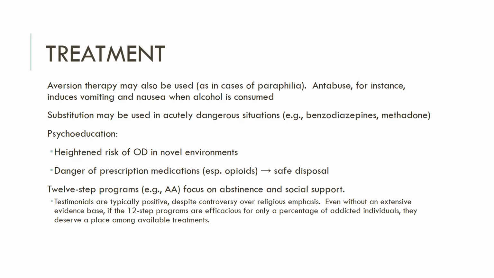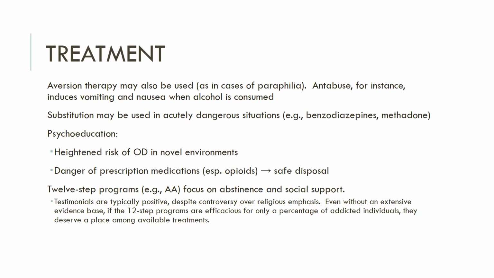We can also implement substitution in acutely dangerous situations. This would include using benzodiazepines to help people through alcohol withdrawal, or helping people move from the use of something like heroin potentially to methadone as a form of medication assisted treatment for that particular drug. Psychoeducation can also be important, talking to people about how overdoses are more likely in novel environments, to educate folks that you don't have a fixed amount that you can use safely, but the safe amount varies depending on the situation, and you might need to mix it up if you're going to continue to use. The danger of prescription medications, I always talk about that with pain clients that I'm working with, and safe disposal of old medication. We touched on that when we went over suicidality in the context of mood disorders.